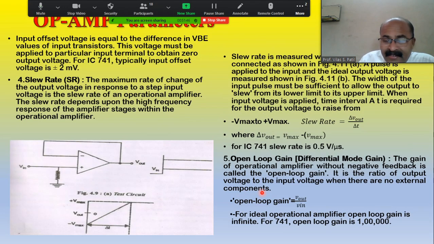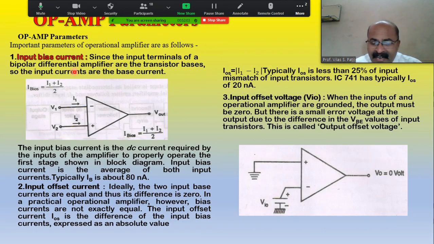That is, input offset voltage equals the difference in VBE values of the input transistors, and this voltage may be applied to the particular input terminal to obtain zero output offset voltage. And the input offset voltage that is connected here is such a voltage which is required to make the output offset voltage zero.